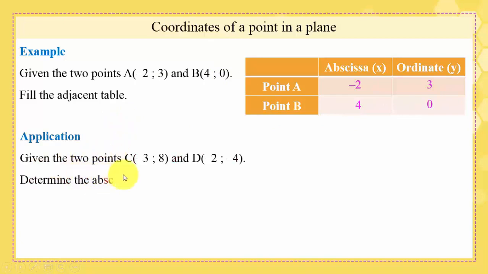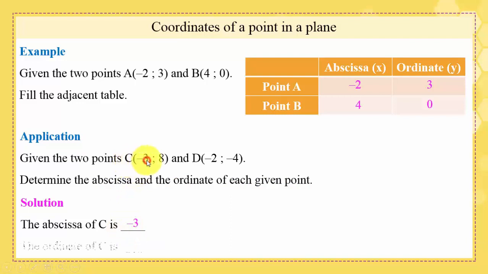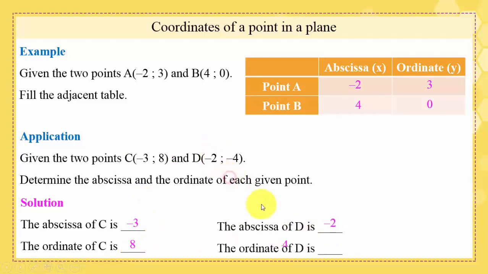Application. Given the 2 points C and D, determine the abscissa and the ordinate of each given point. Please pause this video and try to solve the application. Solution. Abscissa of C is -3. Ordinate of C is 8. Abscissa of D is -2. Look here, it is the first. Ordinate of D is -4. So always abscissa is the first and ordinate is the second.